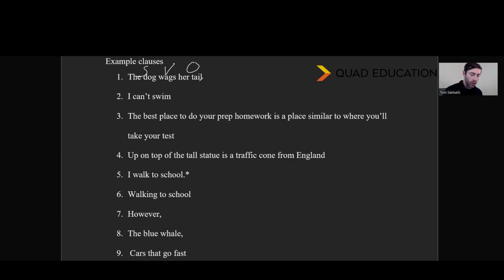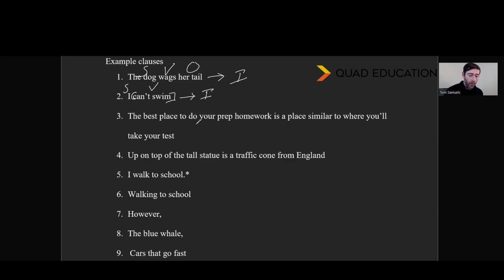Pretty straightforward. Number 2 there, I can't swim. I'm not a very good swimmer. That's true. The first subject there is I, the only subject. Can't, that's a verb. Swim, that's also a verb. So both of these together are verb elements, and there is no object in this sentence. And sorry, going back really quickly, the first one is independent because it has a subject, verb, and an object. And this just has a subject and a verb, and that's still enough to be independent.